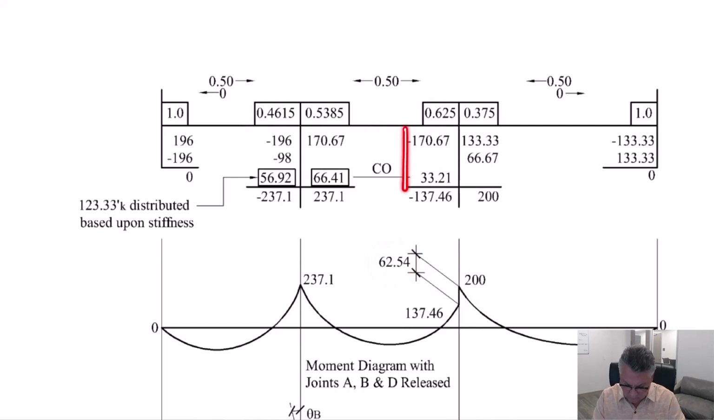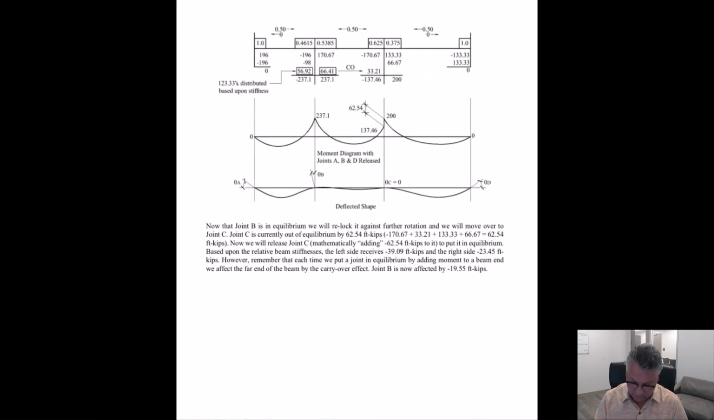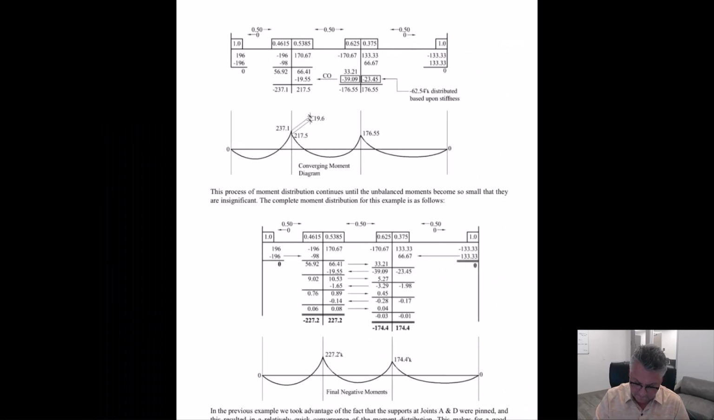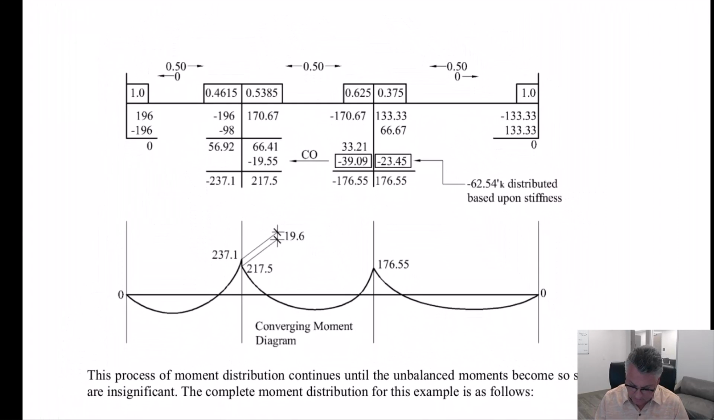Again, I want you to add up these numbers. Use your calculator. You should be coming up with a positive 62.54 when you add up those numbers. So to put that joint in equilibrium, we have to add negative 62.54 foot kips. And that's what we're doing here. So remember, you added up all of these.